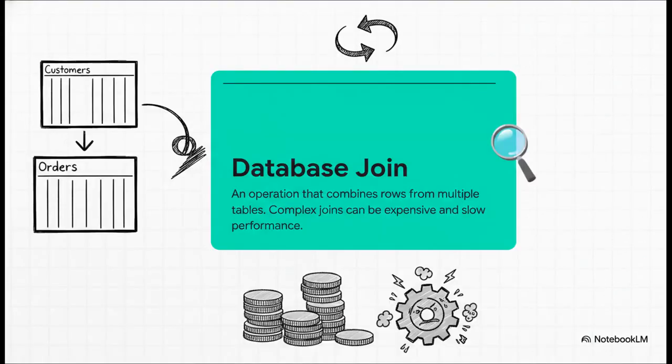So a join is basically the operation that reconnects those tables we so carefully separated. For example, if you want a customer's name and what they ordered, you have to join the customers table with the orders table. Now, look, if you only have a handful of records, that's no big deal. But what if you have millions of customers and millions of orders? Suddenly, doing those joins becomes a really heavy task for the computer. In fact, they can become the single biggest bottleneck that slows your entire application down.